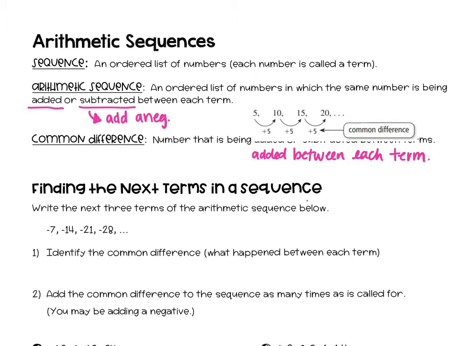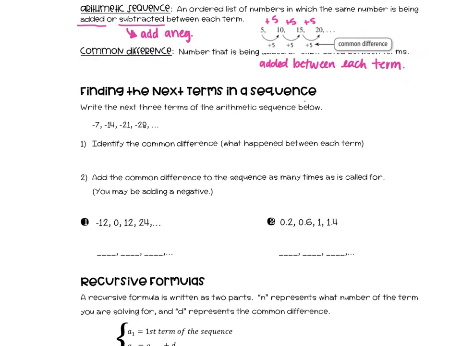So if you look at this sequence right here, 5 to 10, well, that's up 5, 10 to 15, up 5, 15 to 20, up 5, okay? So since it's adding, that is an arithmetic sequence, and then my common difference would be that 5.